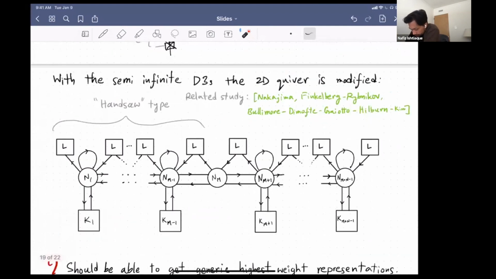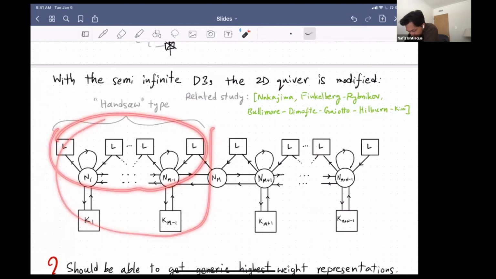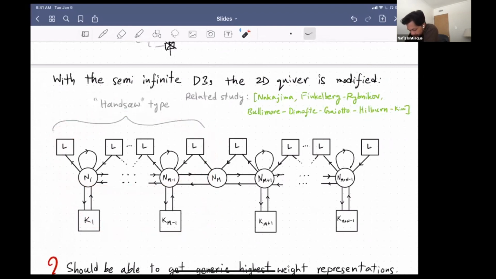So this type of quiver, at least this part of the quiver, as far as I understand, is well studied. And sometimes people refer to them as a handsaw type quiver. And they were studied by, in the math literature, Nakajima, Finkelberg, Rybnikov, and in the physical literature by Bullimore, Dimofte, Gaiotto, Hilburn, and Kim. I cannot say much about the math literature, unfortunately, but the physics people were interested in the Coulomb branch algebra of some 3D theories.